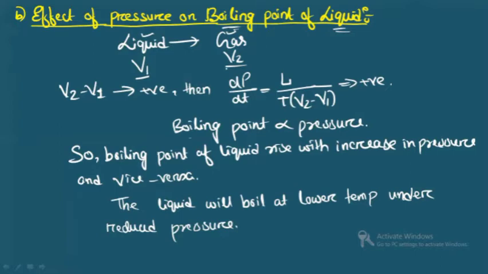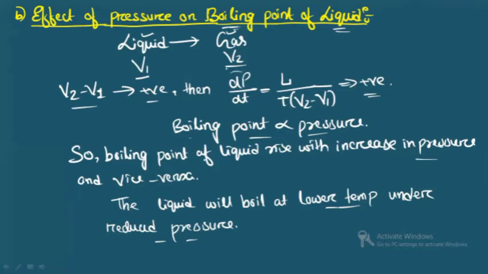So you see here V2 minus V1 is positive. If V2 minus V1 is positive, then dp by dt is also positive. That means the boiling point is directly proportional to the pressure. If dp increases, dT will increase, and if dp decreases, dT will decrease, right? That is, the boiling point of a liquid rises with increase in pressure and vice versa. Or you can say if the pressure is reduced, the liquid will boil at a lower temperature, and if the pressure is increased, the liquid will boil at a higher temperature.